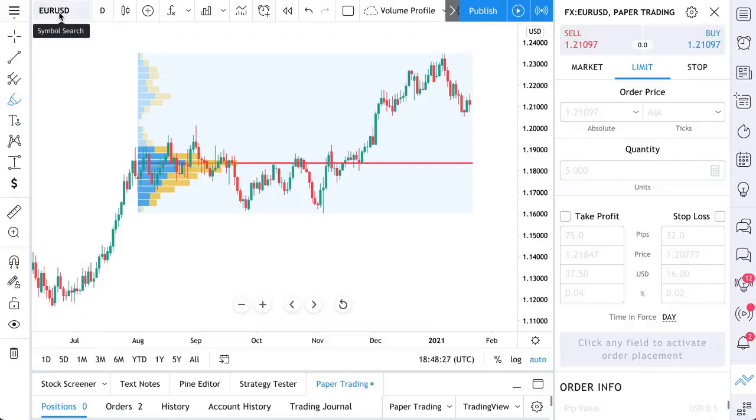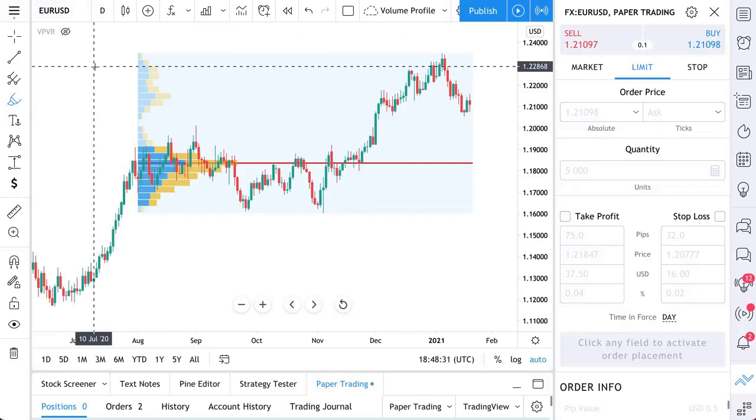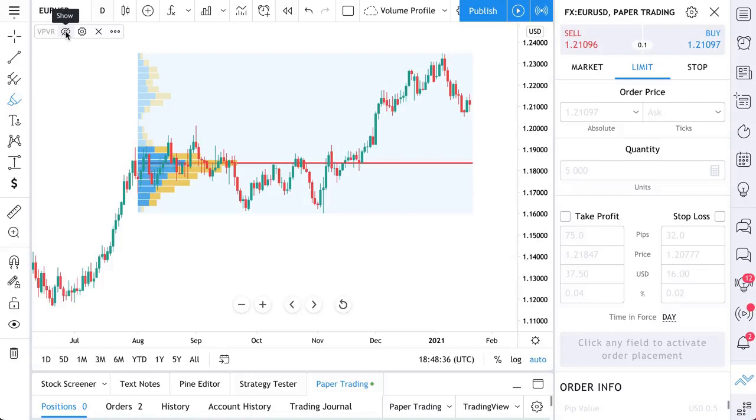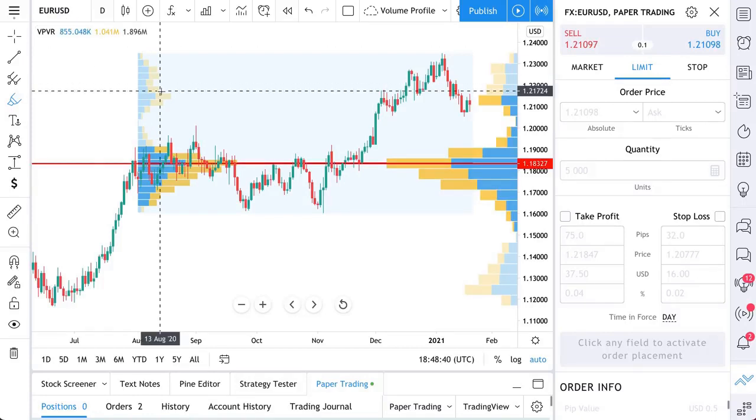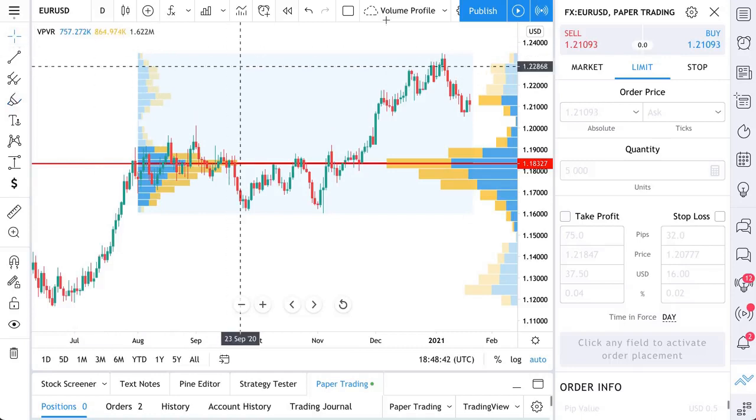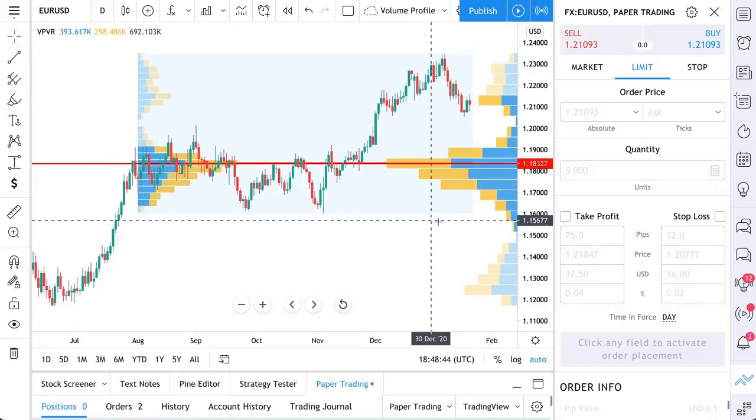So here's the Euro USD. You could use this in Forex, for example. We don't know many people who do use this in Forex, but it's an opportunity and an option for you to explore. So let's turn on the visible range.